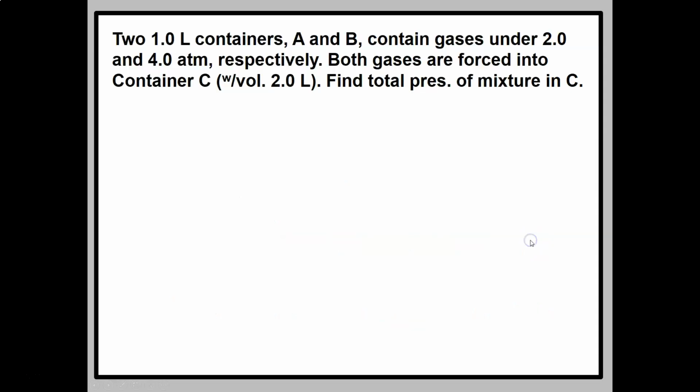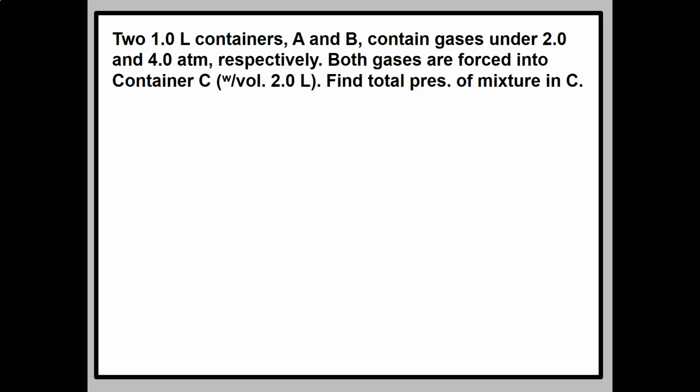Okay? All right. We have 2 1-liter containers. We have container A and B. It's very helpful to label them. They contain gases. Container A is 2 atmospheres of pressure, and container B has 4 atmospheres of pressure. Both gases are forced to mix into a brand new container, container C. This container has a volume of 2 liters. We want to know what the total pressure is by the time we're done.